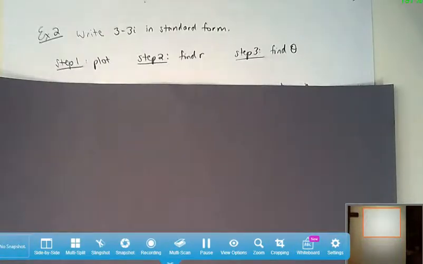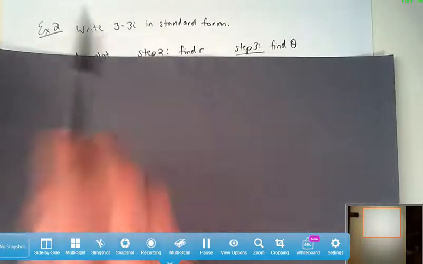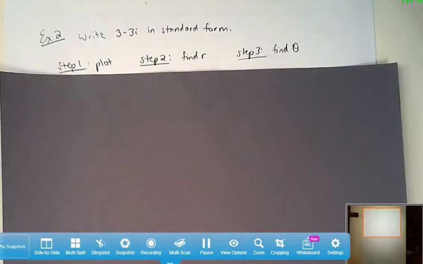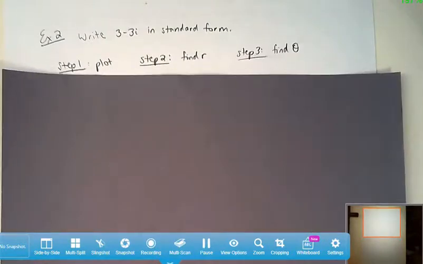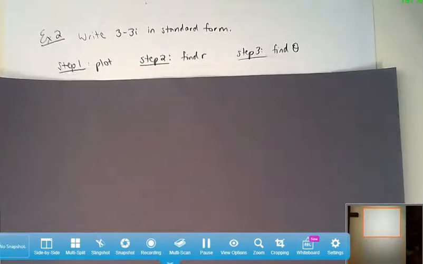Next, let's do a second example going through the same process. So this time we're going to write 3 minus 3i in trig form. I skipped the label of putting z equals. I could put it there, I could not put it there. It's just the label, so it doesn't really matter if I put it there in the problem or not. So we're going to go through the same 4 steps. We're going to plot, find r, find theta, and then write our final answer.